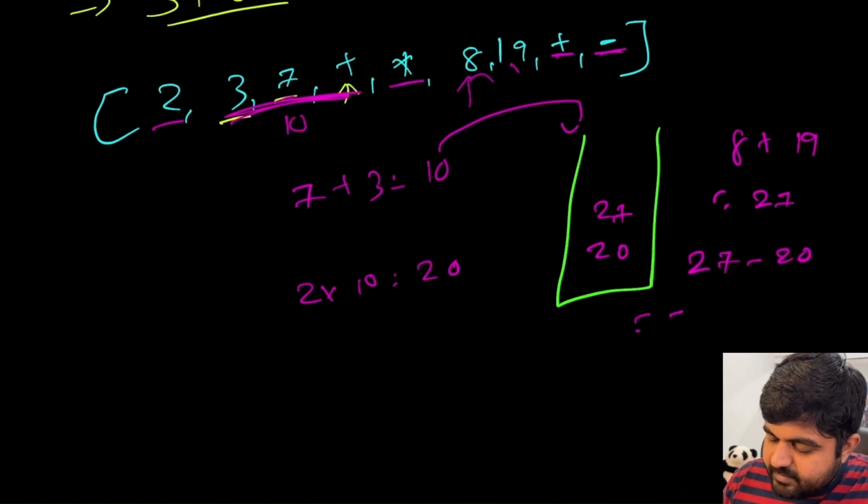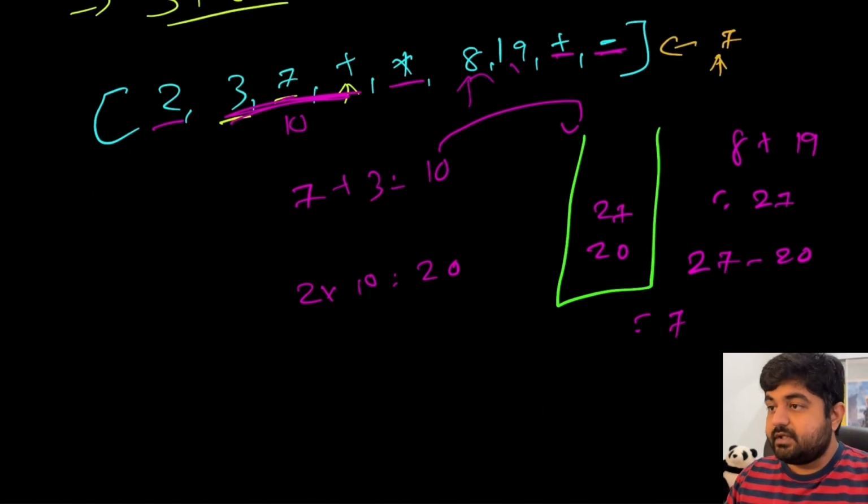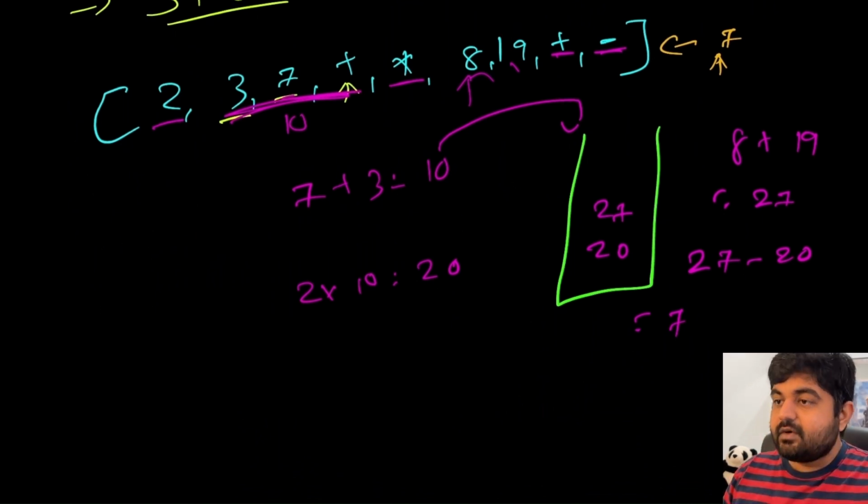So the answer is going to be 7. So 7 is what we need to return in this case to solve the problem. And this is the whole solution that I'm proposing using the stack. Look how beautiful it is.